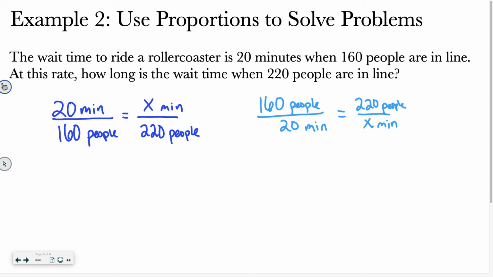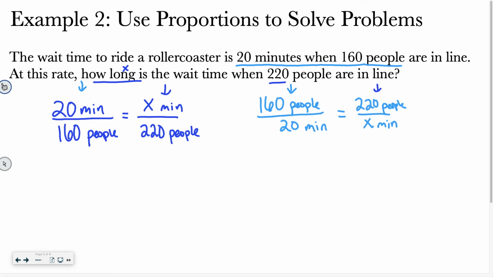And then the other thing that's really important is keeping numbers grouped together. So I have 20 is grouped with 160. So that's why I put them as a single fraction each time. Okay? And then we were trying to figure out how long the wait time is. So that's X when there's 220. So that's why I put X over 220 or 220 over X. Okay, so as long as you keep the same label on each level, and then the numbers that are grouped together in the problem need to be in the same fraction, you are good to go.